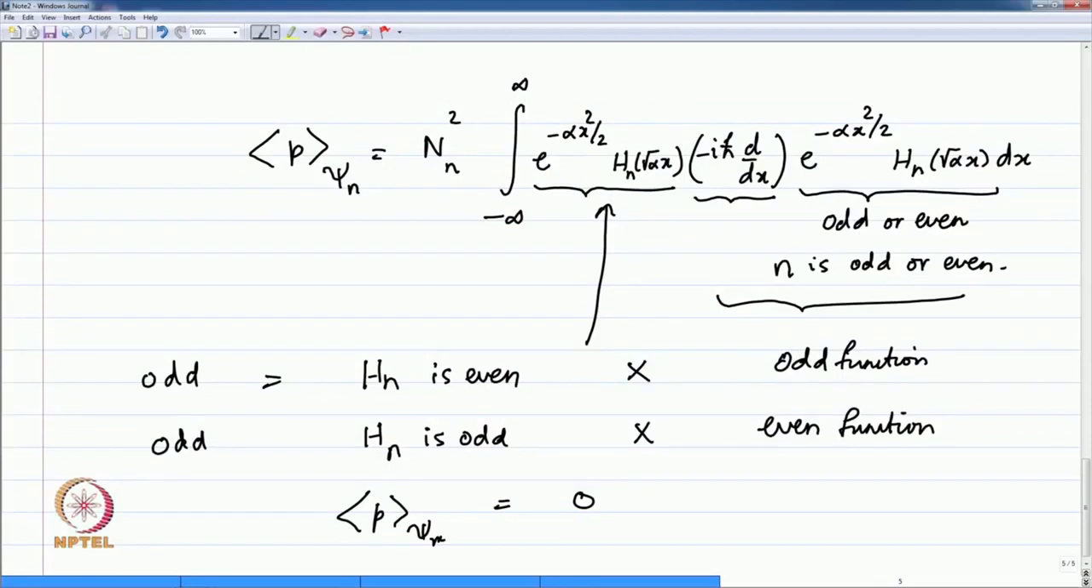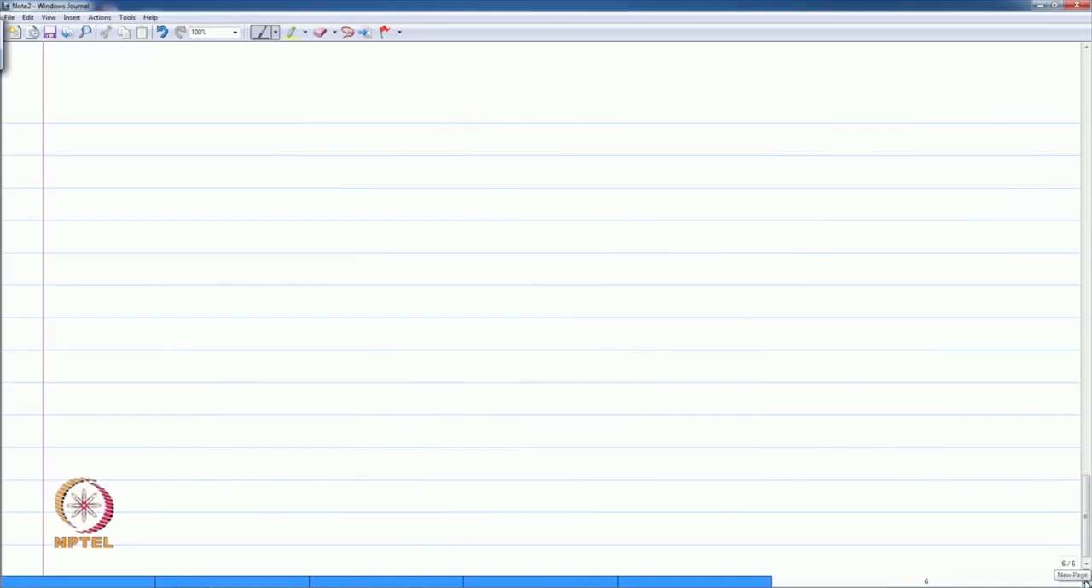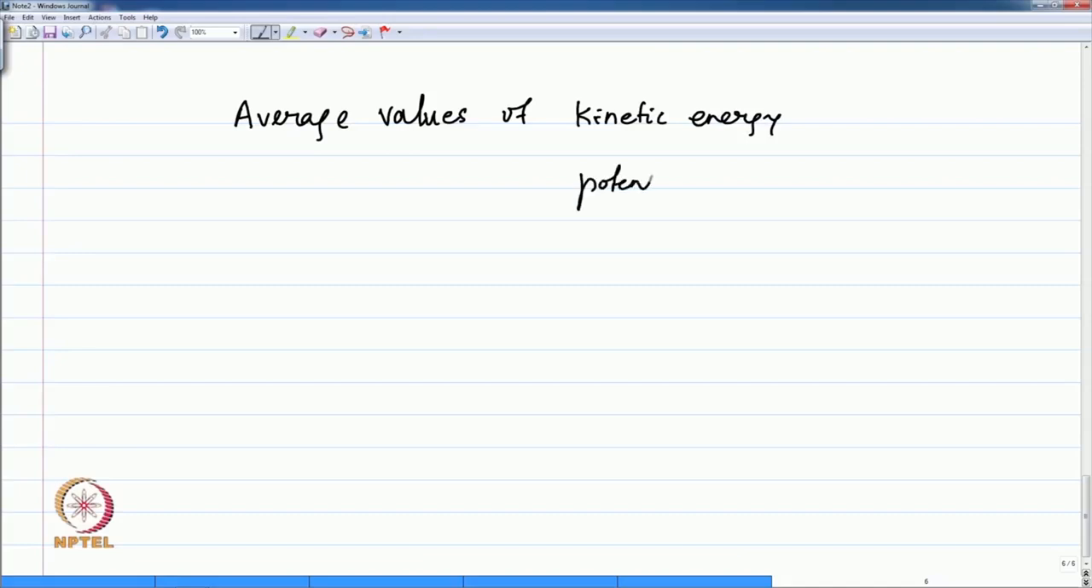The last important point for the harmonic oscillator has something to do with the average values for the kinetic energy and the potential energy, which I would want you to calculate, but they are not 0. Average values for kinetic energy of the harmonic oscillator and the potential energy of the harmonic oscillator.